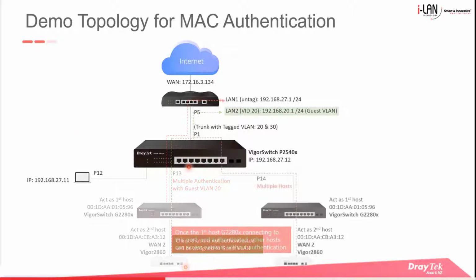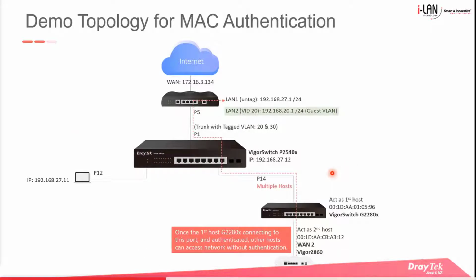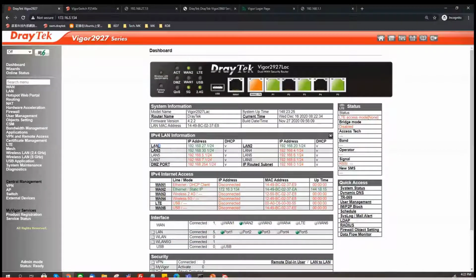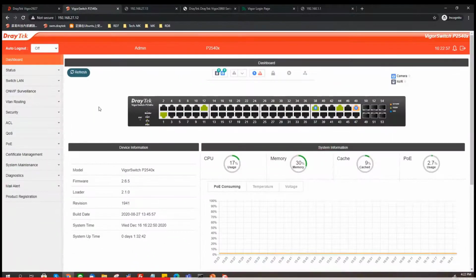192.168.27 subnet. Port 14 of this switch will be configured for multiple hosts, meaning that once one host is authenticated, then other attached hosts do not need to be authenticated. As you can see here, the router has the 2 LANs configured. LAN 2 will be the guest VLAN. Now we will start to configure the switch.